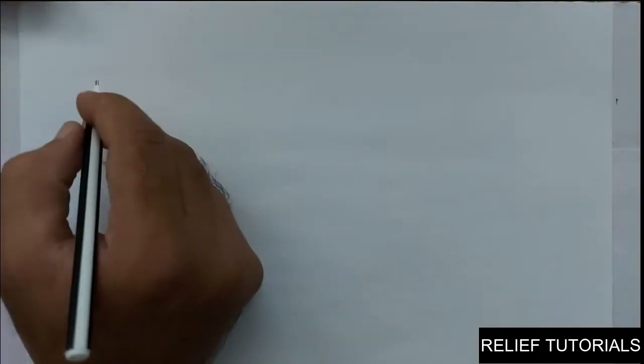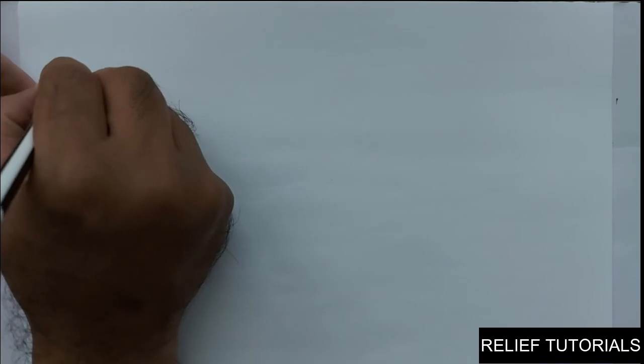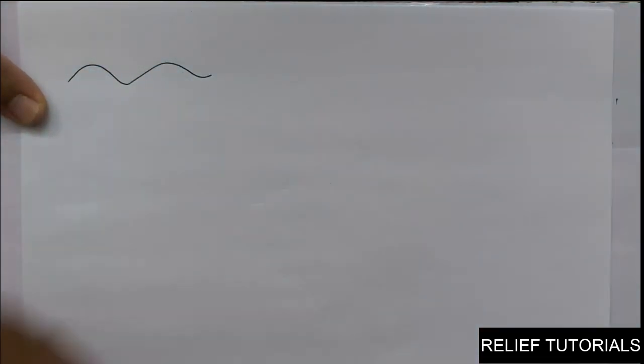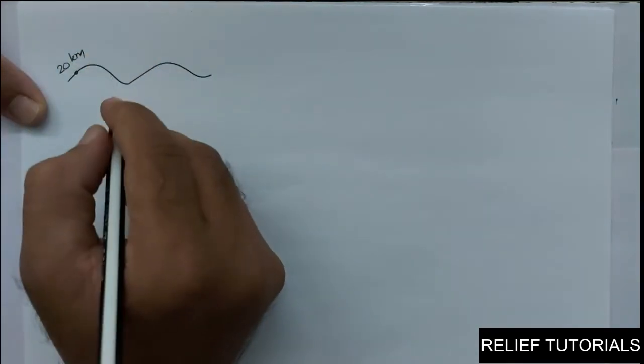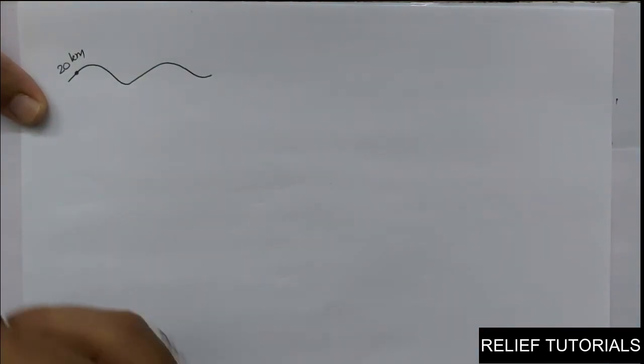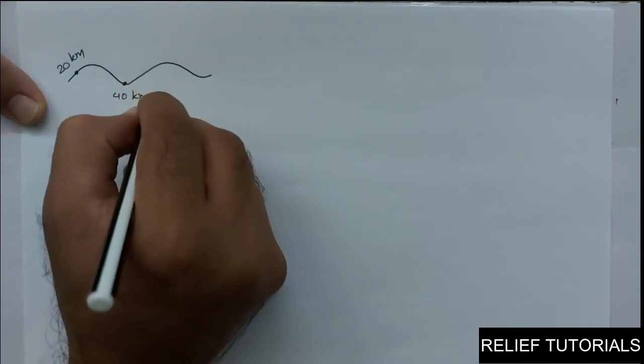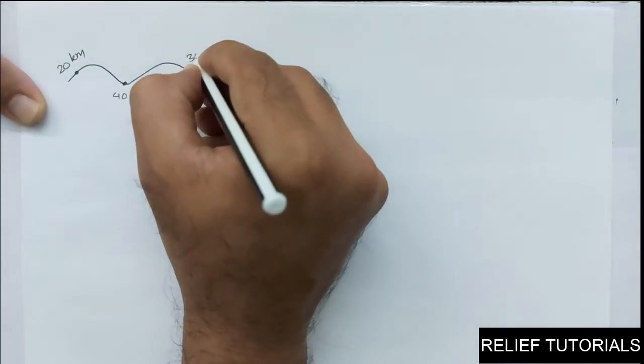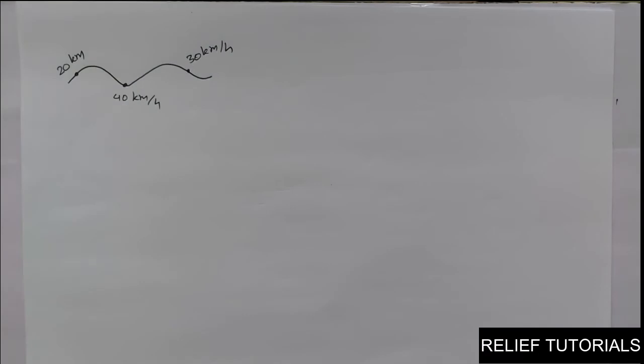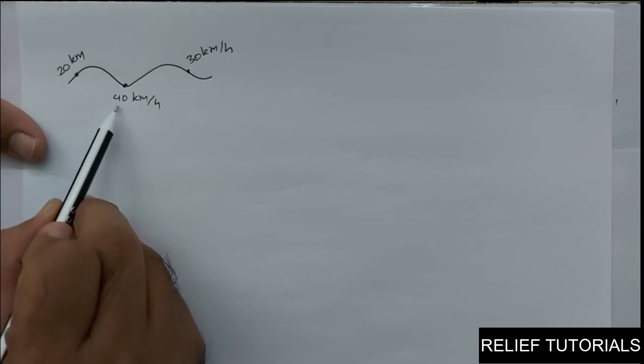Okay, consider, as we have seen the path, same type of path is here. Here the magnitude of velocity is 20 km per hour. Now we are talking about velocity only. Here the magnitude of velocity is 40 km per hour. And here the magnitude of velocity is 30 km per hour. Now you just analyze which characteristic of velocity is constant and which is not constant. You have to see two things, magnitude and direction. Look at the magnitude: here is 20, here is 40, here is 30.